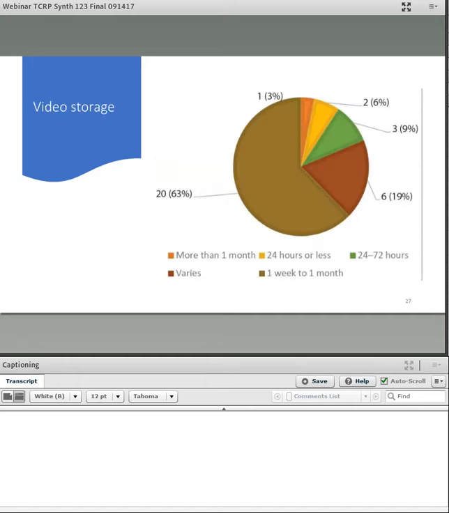So how long are videos stored on the bus? That really varied. You can see that 20% were a week to a month. I'm sorry, 20 of the agencies were a week to a month, and others ranged from 24 hours or less, 24 to 72 hours, and then some varied. The reason some varied is because they would be taken off or taken care of if there was an incident. So if there was no incident, it may have stayed on the bus for longer.